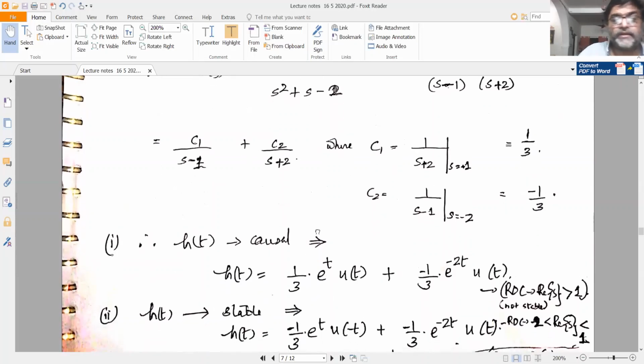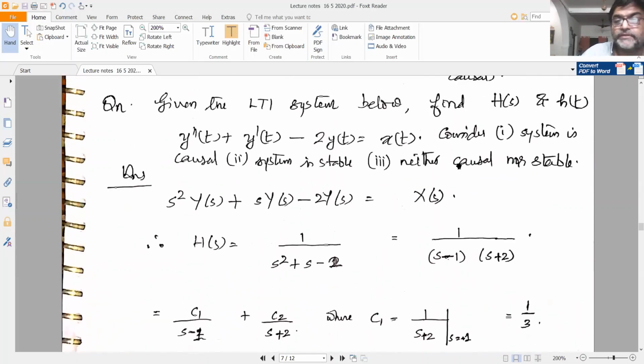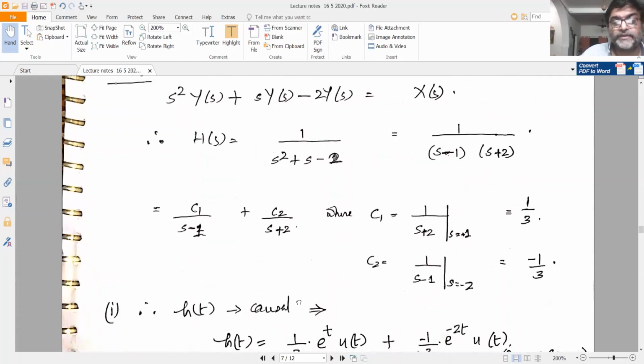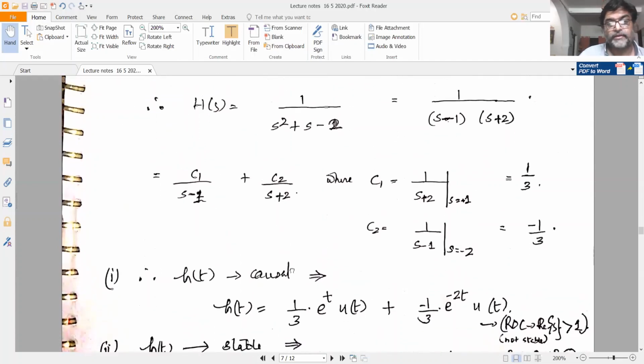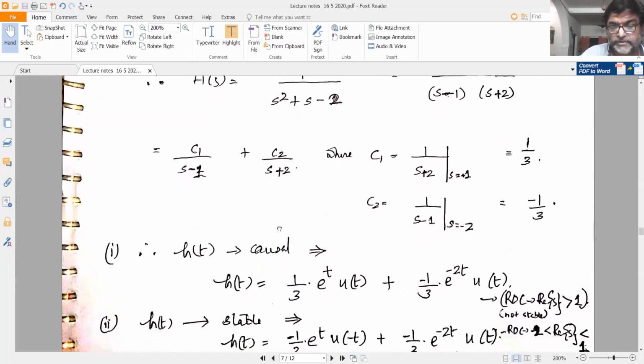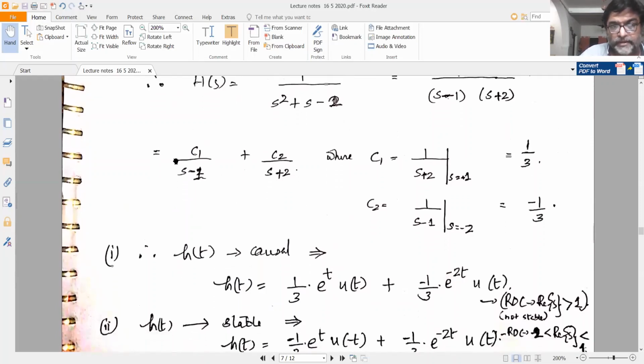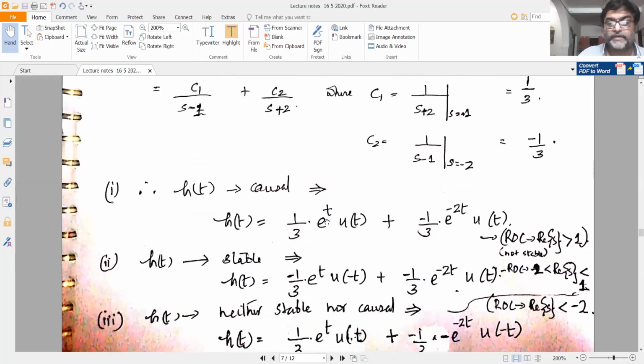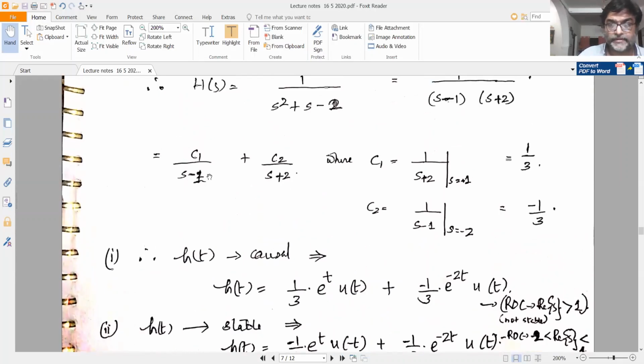Now, you will need the system to be causal in the first case. So when the system is causal, C1 by s minus 1 should give you a causal part and C2 by s plus 2 also should give you a causal part. So if this is causal, then h of t is equal to 1 by 3 e raised to t u of t plus minus 1 by 3 e raised to minus 2t into u of t, with a region of convergence given by real part of s greater than 1.